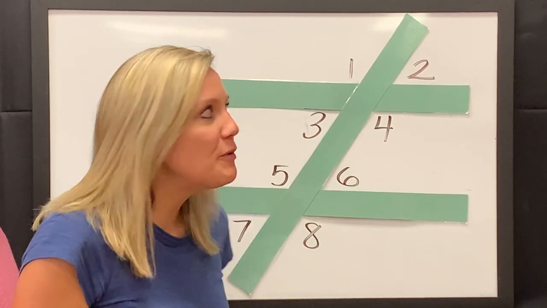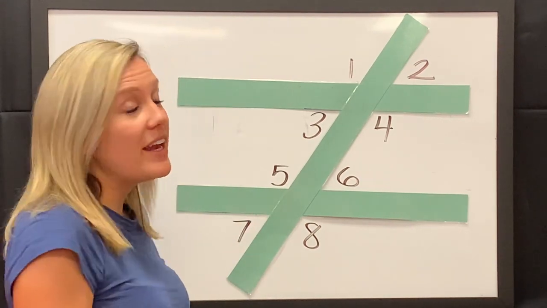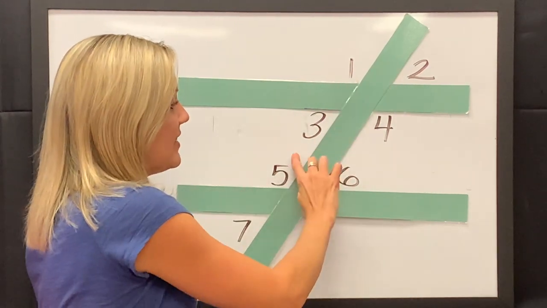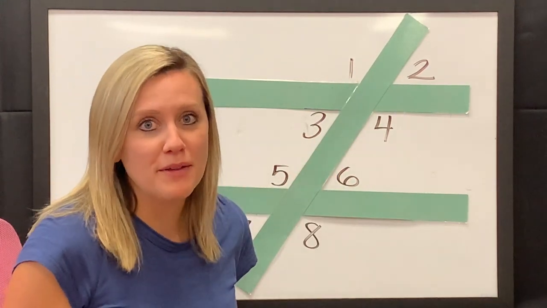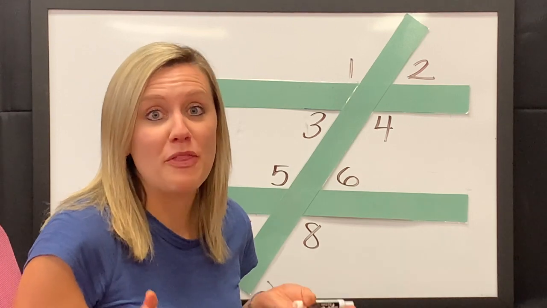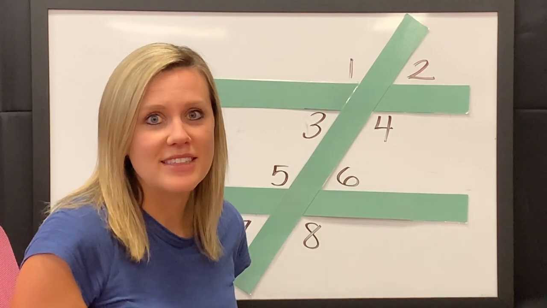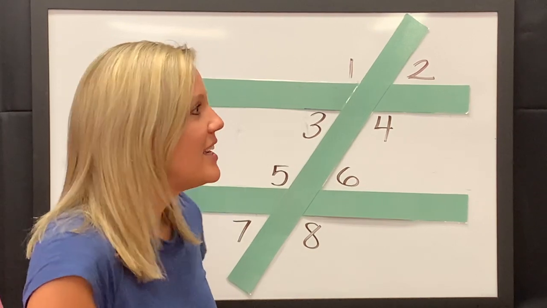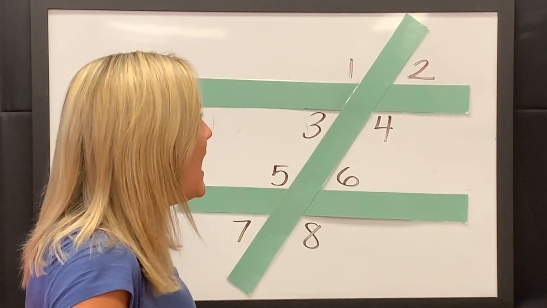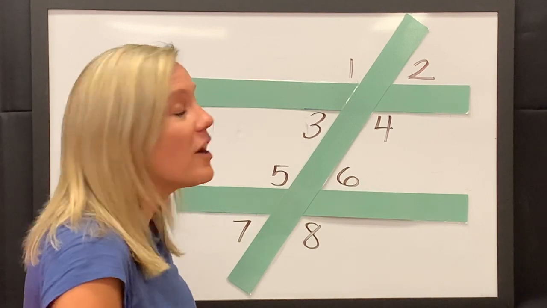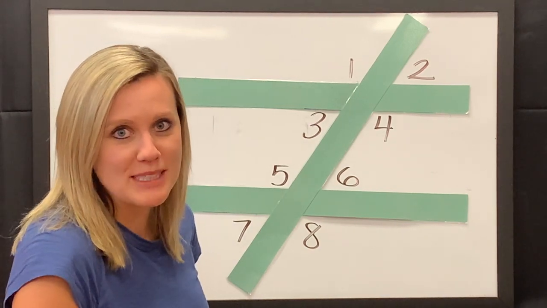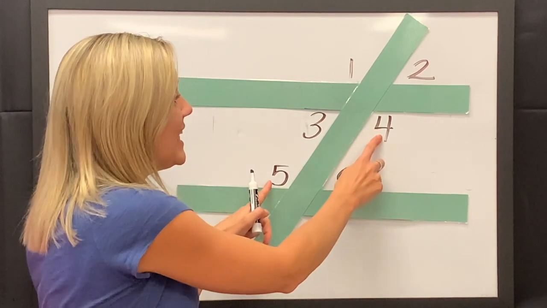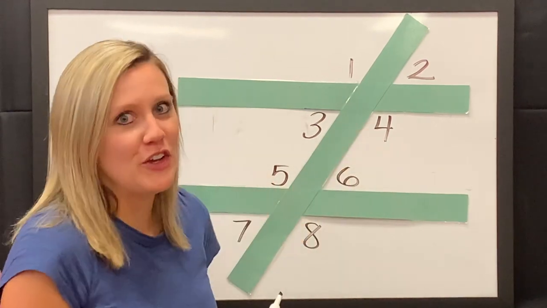So an example would be angle 1 and angle 5. So this angle here and this angle here. What is the vocabulary word that would be talking about those angles? If you said corresponding, you are right. What about angles 4 and 5? What would those ones be? If you said alternate interior angles, you are right.